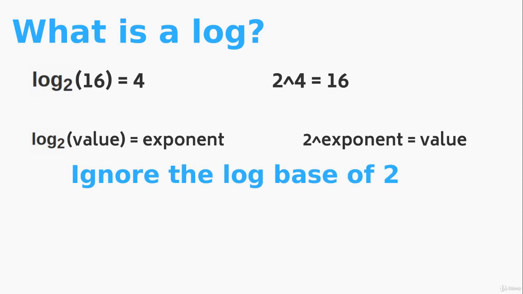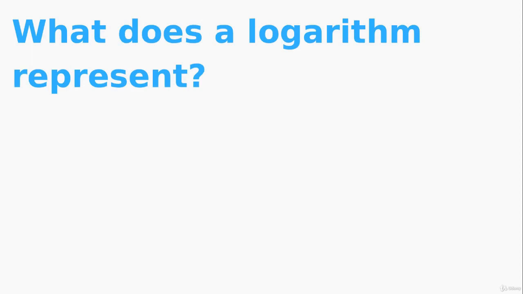And one thing that you should know is that we ignore the base 2 of the logs. So from now on, when I say log of 16 or whatever, you know that I'm talking about log to the base of 2, because there are logs to the base of pretty much anything. But in computer science, we mainly focus on log to the base of 2.